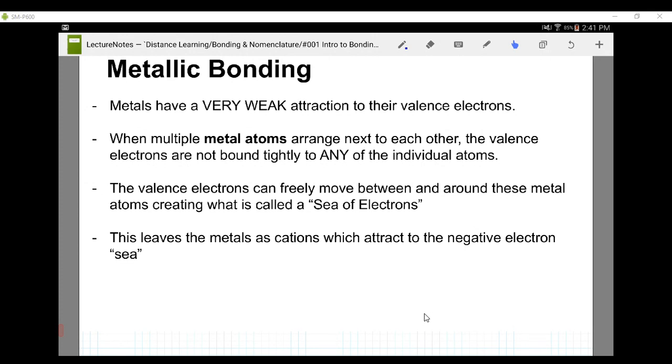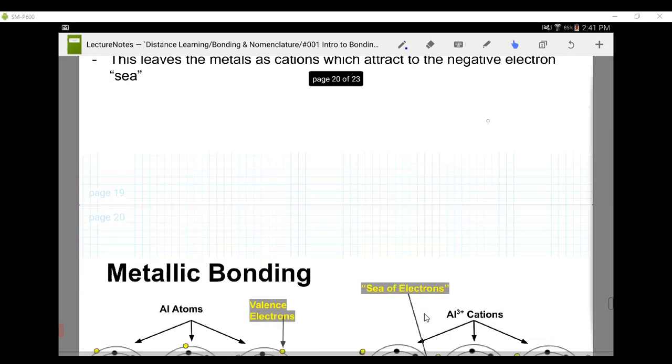As these valence electrons are free to move around in this way, it leaves behind these metals as cations themselves because they don't technically possess that valence electron anymore. And those positive cations then attract to this sea of electrons, kind of binding it all together. You could think of it almost like when you're baking and you mix a lot of flour into water, and the water helps bind all of the flour together, even though it's not really chemically bonded.